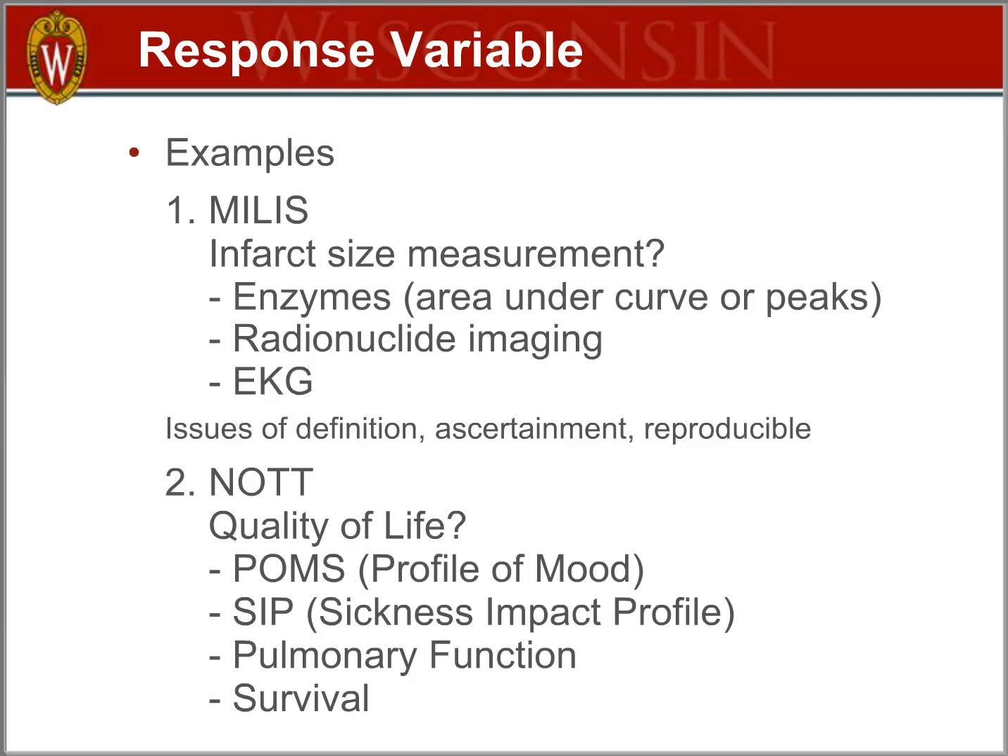Another trial, called the Nocturnal Oxygen Therapy Trial, had as one of its key outcomes quality of life. Well, how do you measure quality of life? There are basic instruments such as the Profile of Mood States or the Sickness Impact Profile, which are psychometric measures to get at those aspects of our quality of life. One could also measure pulmonary function, or the ultimate quality of life, survival. Which one do you pick?